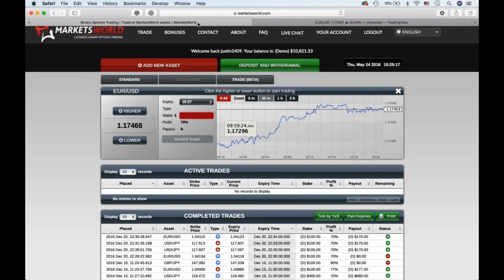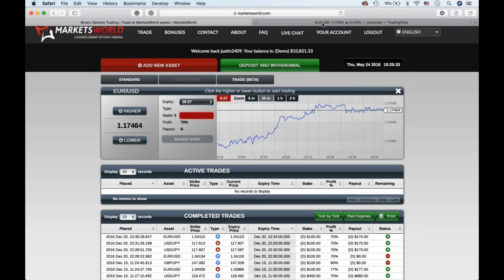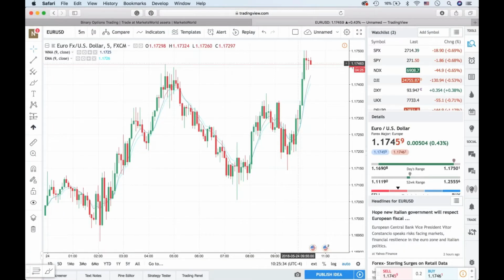That's with Markets World. Apparently they have 1 minute, 2 minutes, and then 10 minutes. So in order to get to the next 5-minute expiration, which is 10:30 a.m., we need to wait about 30 more seconds. Probably by then we'll have some entry.